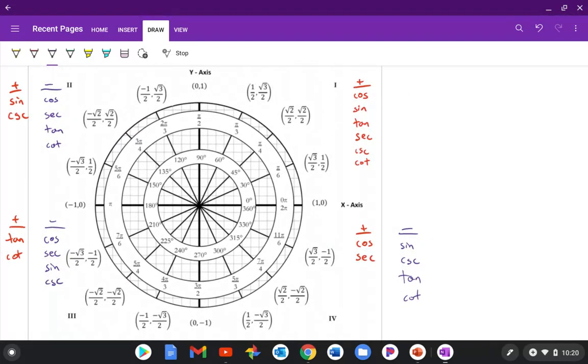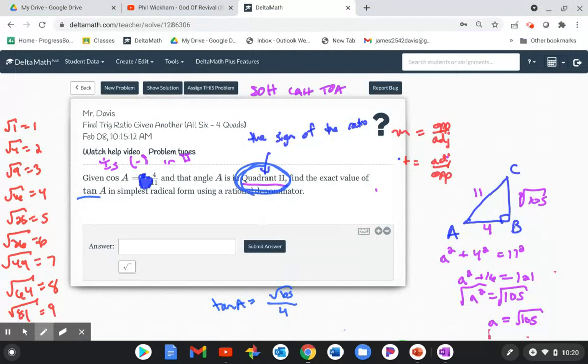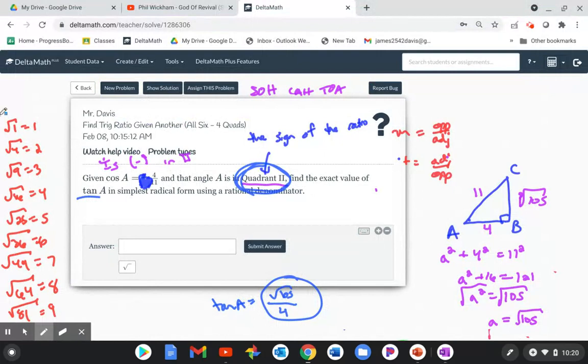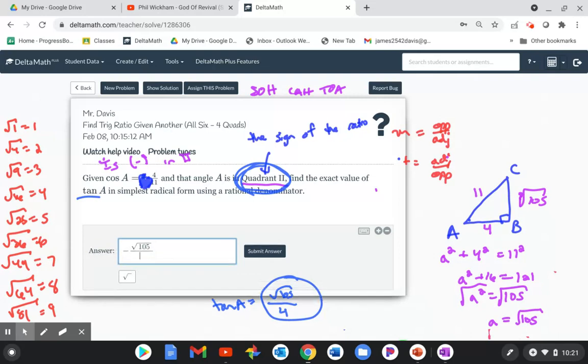If you've written these out, then all you're going to have to do is look at the quadrant and determine if that given ratio is positive or negative. So we were asked to find tangent, and this was second quadrant. So we just look at our little sheet here. Tangent in the second quadrant is negative. So we want to throw a negative on with our answer. Negative square root of 105 divided by 4.